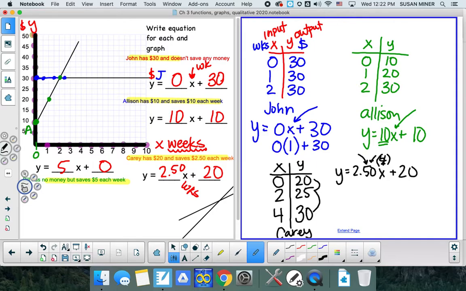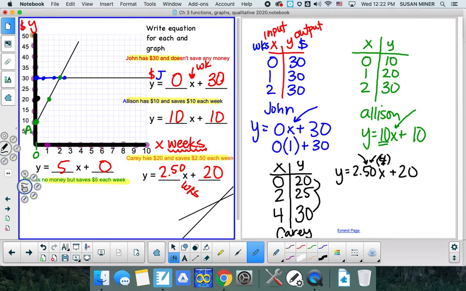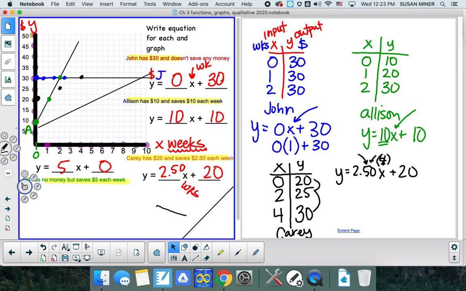So Carrie's line starts out with $20 up here, right? And then on the second week, Carrie has $25. And on the fourth week, he has $30. And so his line looks kind of like this. There is C for Carrie. And right now we're just collecting some data and we're going to make some connections here in just a minute.